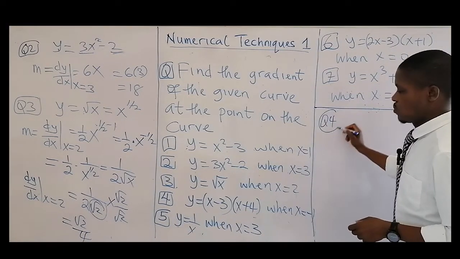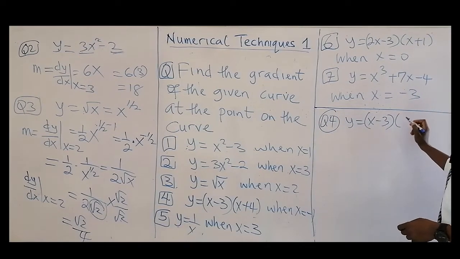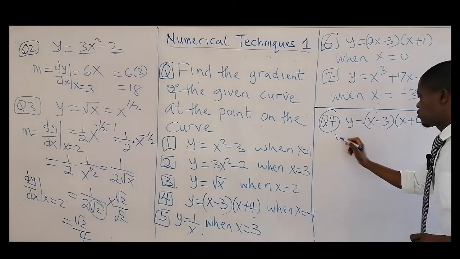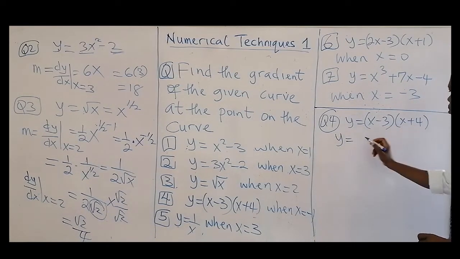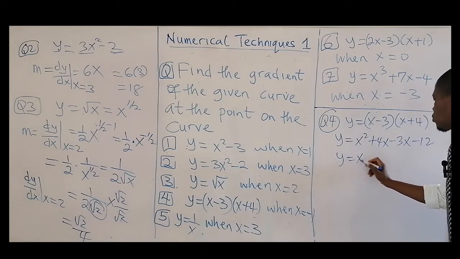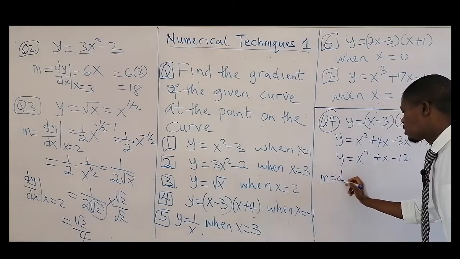Question 4. We have y equal to x minus 3 into bracket x plus 4. Before we can get the gradients, let's do the expansion. This one times this one, that's x squared. x times 4, that's plus 4x. Minus 3 times x, minus 3x. Minus 3 times plus 4, that's minus 12. So y is equal to x squared plus x minus 12, since 4 minus 3 is a plus x. So let's get the gradient, which is the dy dx.